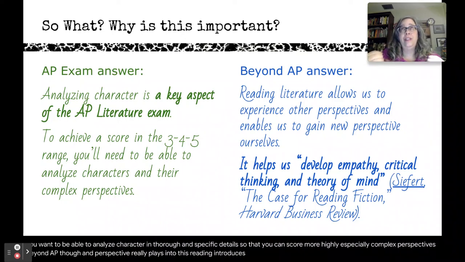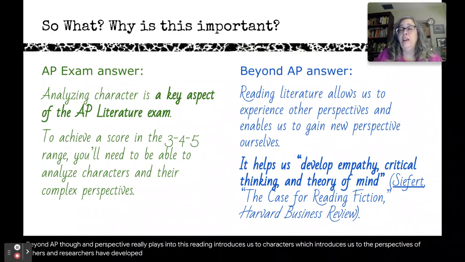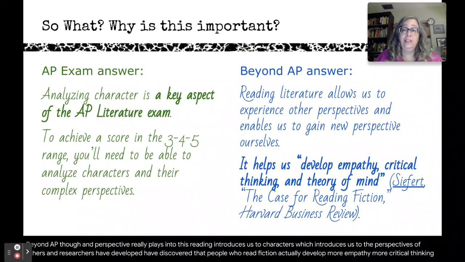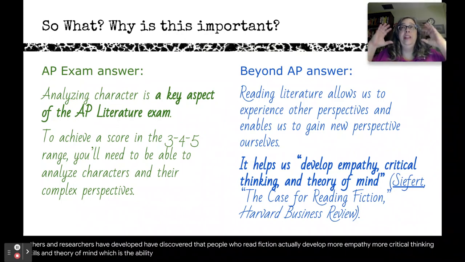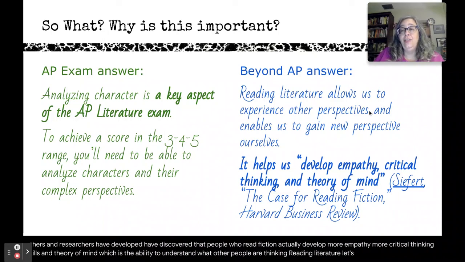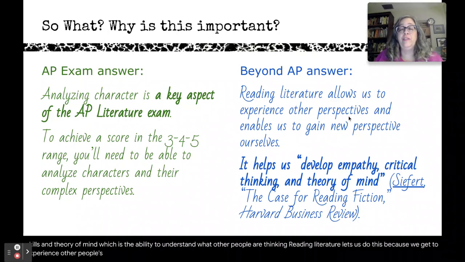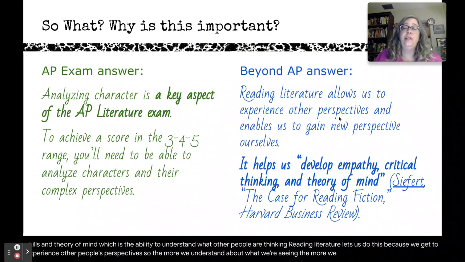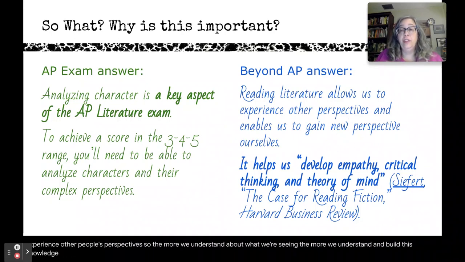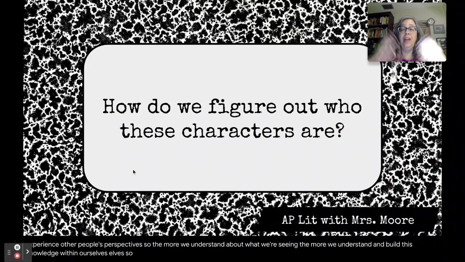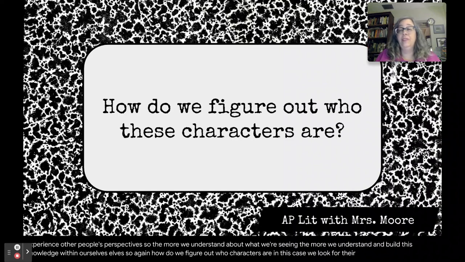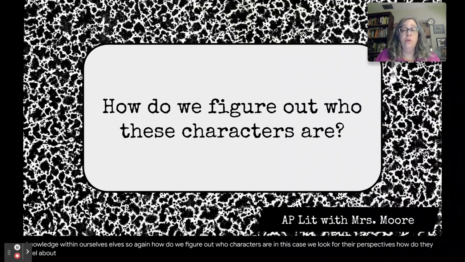Beyond AP though, and perspective really plays into this, reading introduces us to characters, which introduces us to the perspectives of others. And researchers have discovered that people who read fiction actually develop more empathy, more critical thinking skills, and theory of mind, which is the ability to understand what other people are thinking. Reading literature lets us do this because we get to experience other people's perspectives. So the more we understand about what we're seeing, the more we understand and build this knowledge within ourselves. So, again, how do we figure out who characters are? In this case, we look for their perspectives. How do they feel about the world around them?